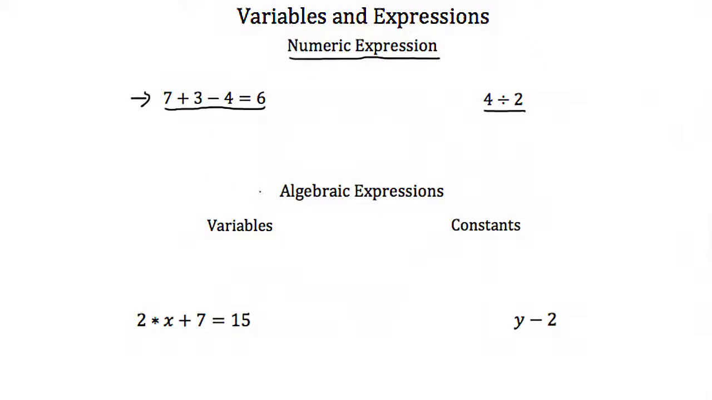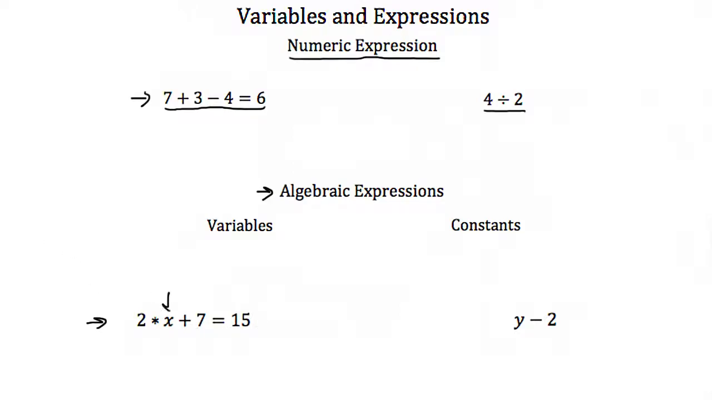But now that we're in algebra, we have to deal with algebraic expressions. And algebraic expressions are just expressions that have both variables and constants. So let's look at this algebraic expression. Here we have 2 times x plus 7 is equal to 15.